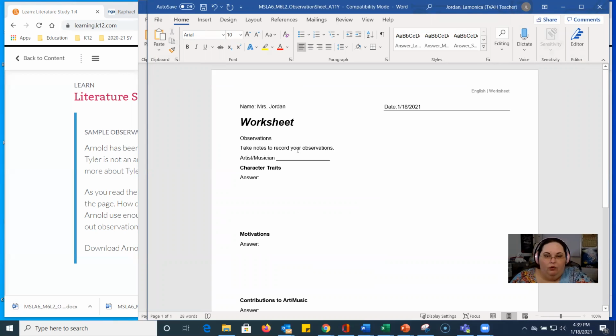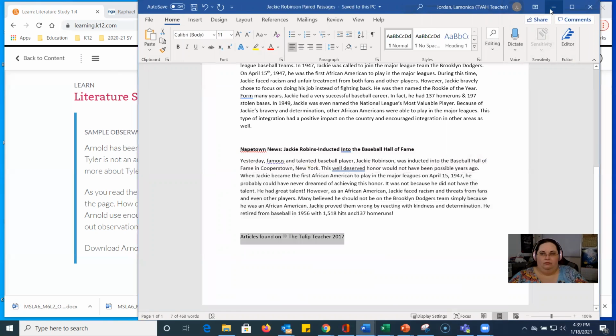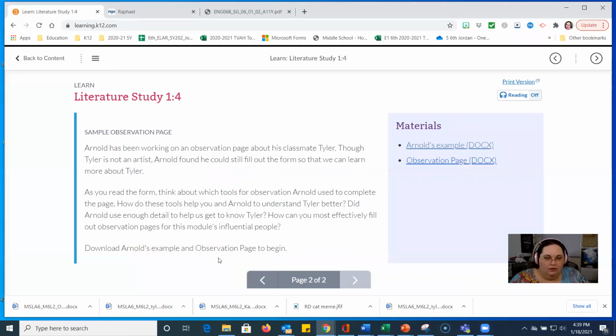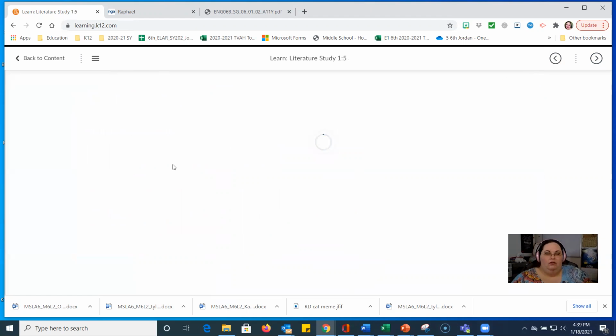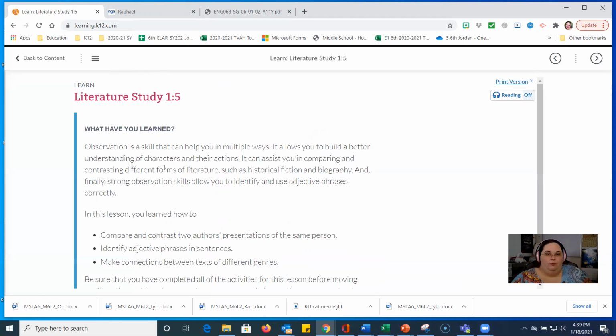All right, take notes to record your observations. So what artist or musician are you doing? So we're going to have to read the story first to see who we're doing. All right, and then it goes to the next page. What have you learned? Oh, okay.